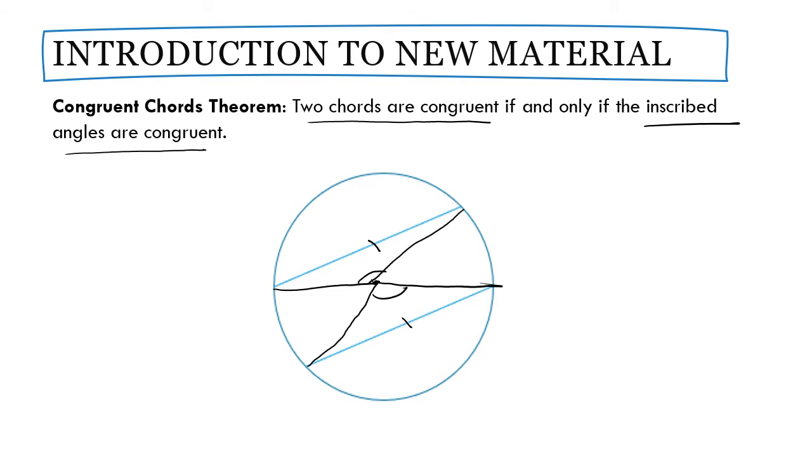Now, if those two angles are the same, then we know that these arcs on the outside, which is the distance from here all the way around to here, and the distance from here all the way around to here, those arc measures are also the same. Two chords the same, the arc measure is the same, and the inscribed angles are the same.